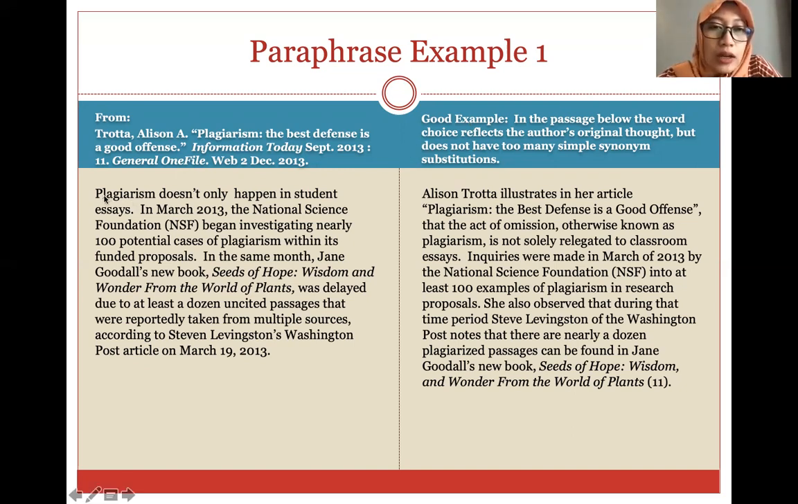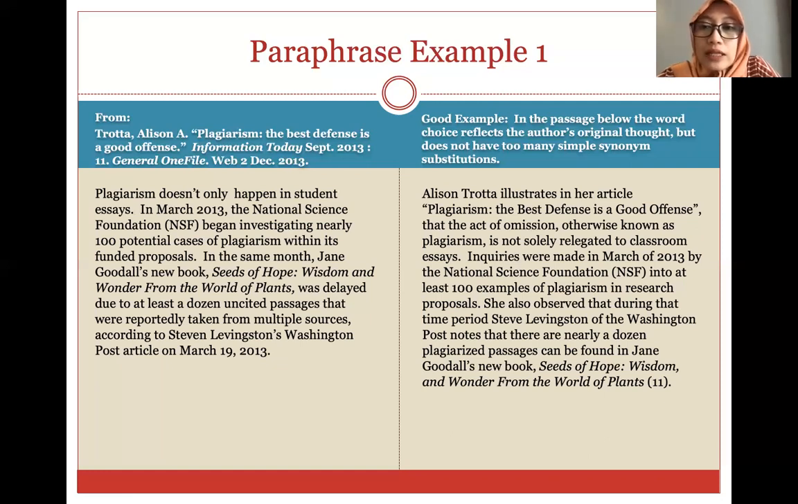The first sentence of the original text, plagiarism doesn't only happen in student essays, full stop. Hanya informasi itu saja yang kita peroleh. Jadi ternyata plagiarism itu tidak hanya terjadi di kelas saja ya atau di esainya siswa. Nah, sekarang kita bandingkan dengan kalimat pertama hasil dari paraphrase-nya. Alison Trotta illustrates in her article, Plagiarism, the best defense is a good offense, that the act of omission, otherwise known as plagiarism, is not solely relegated to classroom essays.